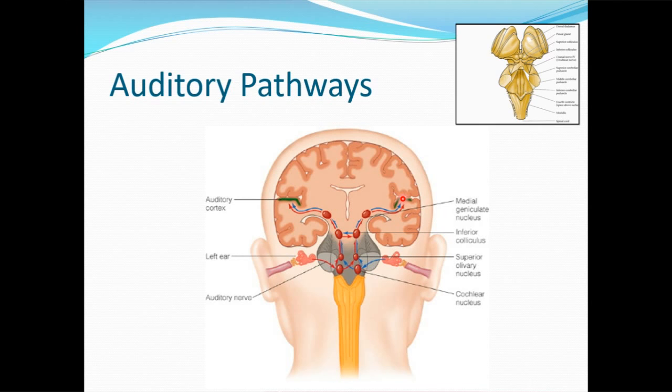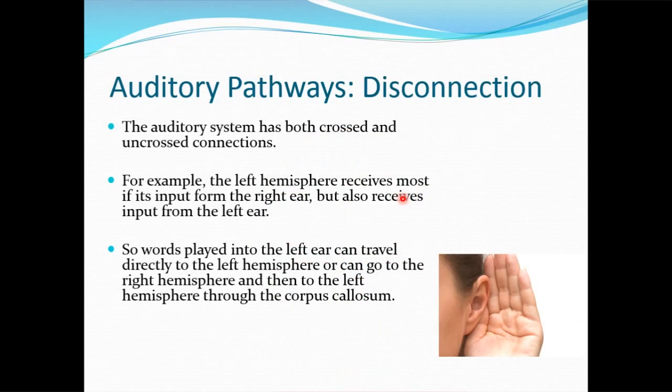Okay. So you can see immediately that when it comes to hearing, it is ipsilateral as well as contralateral. So the auditory system has both crossed and uncrossed connections. For example, the left hemisphere receives most of its inputs from the right ear, but also receives input from the left ear. So words played into the left ear can travel directly to the left hemisphere or can go to the right hemisphere and then to the left hemisphere through the corpus callosum. Okay.